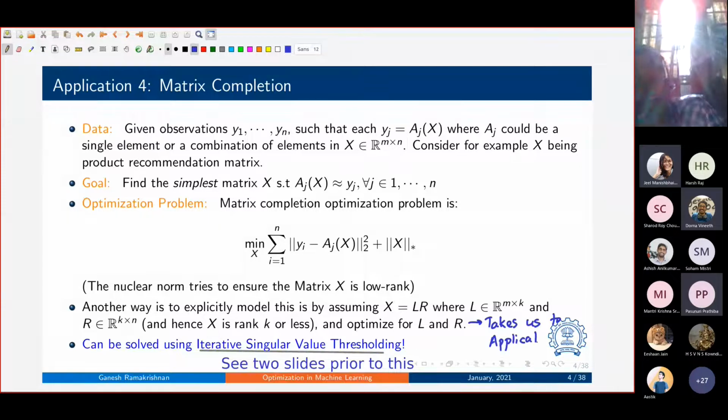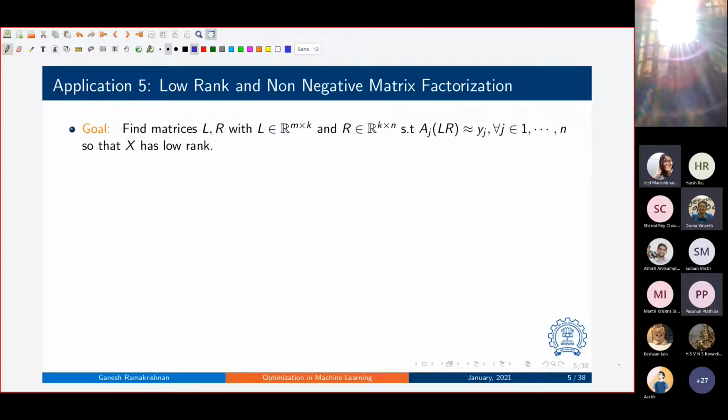I would like this to be interactive, so please do ask questions. Okay, so let's look at application 5 if there are no questions. Application 5 is called low rank and non-negative matrix factorization. So here you are interested in factorization, but you want to make sure that your factorization is intuitive and not wasteful. Okay, let me try and motivate this.